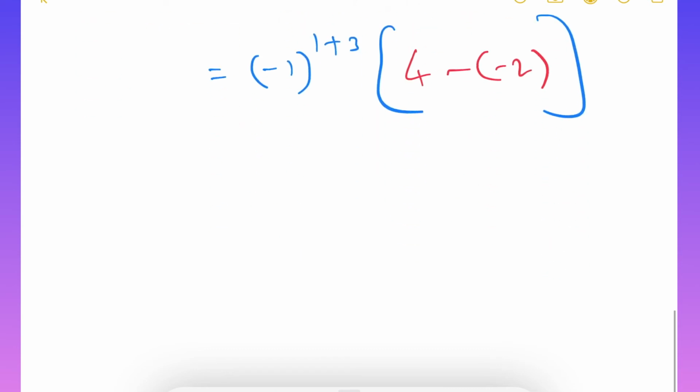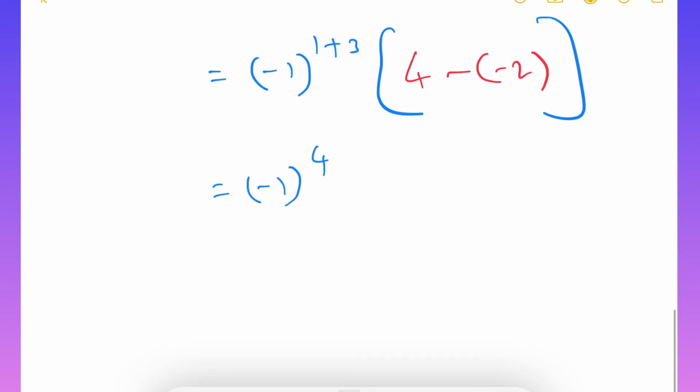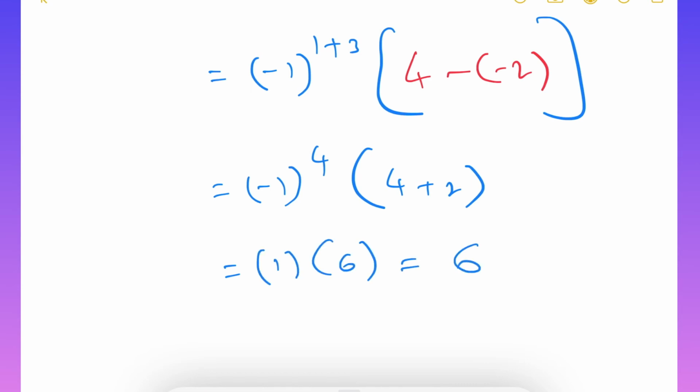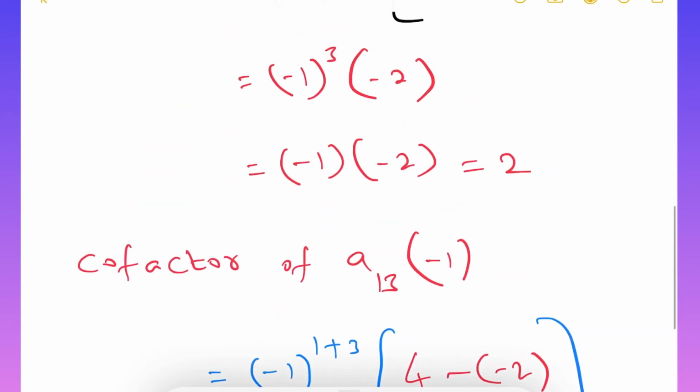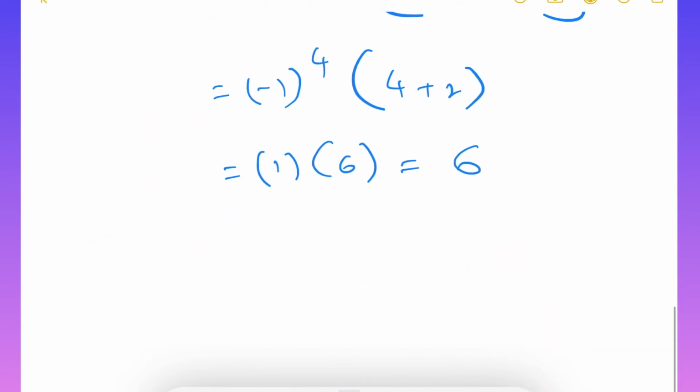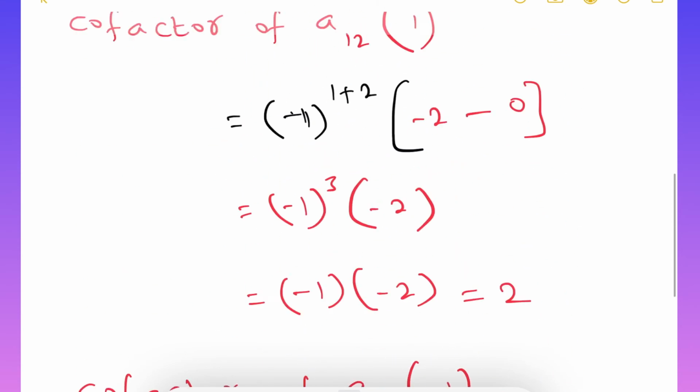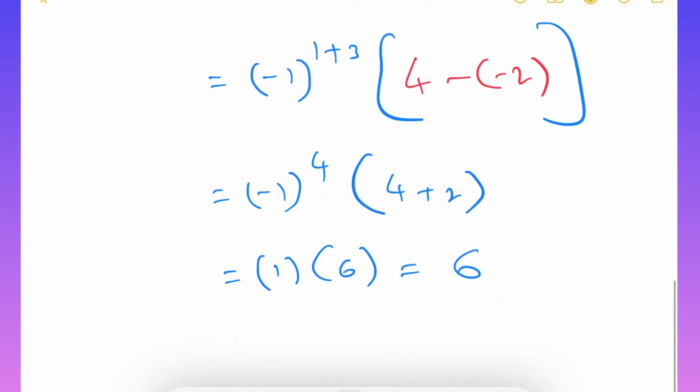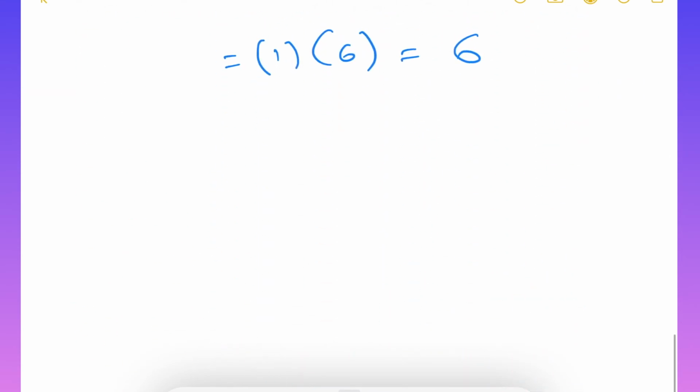Now let us simplify it. Minus 1 whole power 1 plus 3, 4 into 4 minus 1 minus 1, sorry, minus into minus plus 2, which is equal to minus 1 whole power 4 plus 1 into 4 plus 2, 6, 1 into 6, 6. So for the total first row we got all the cofactors. One is 2, then 6. Now let us move to the second row.